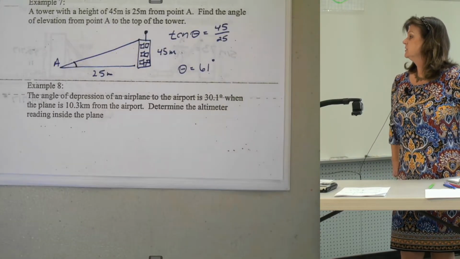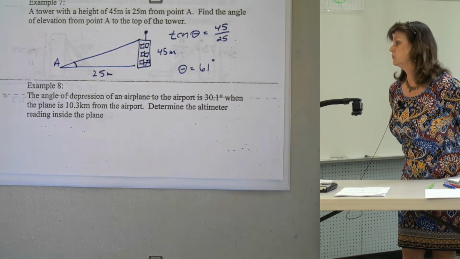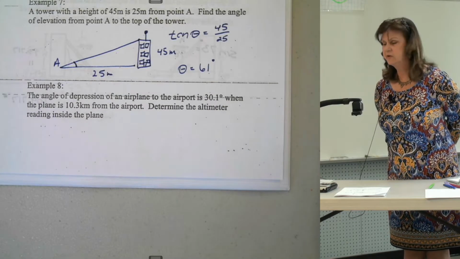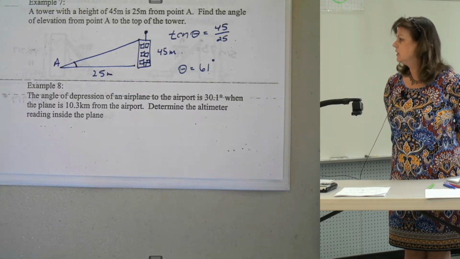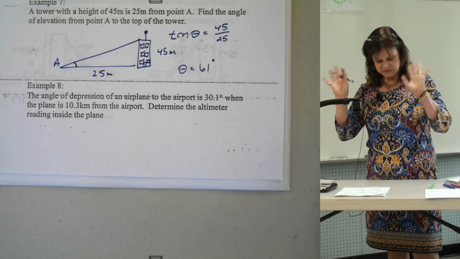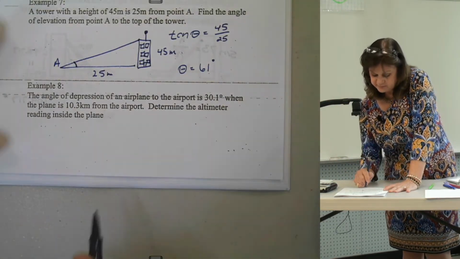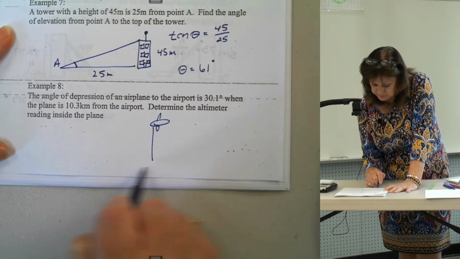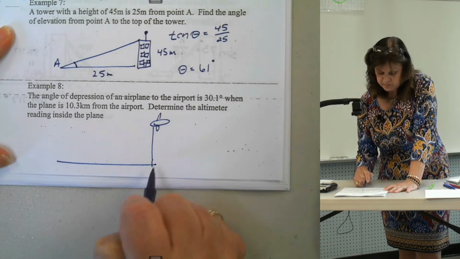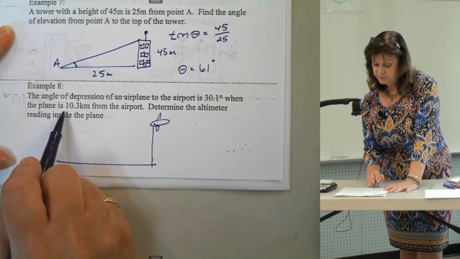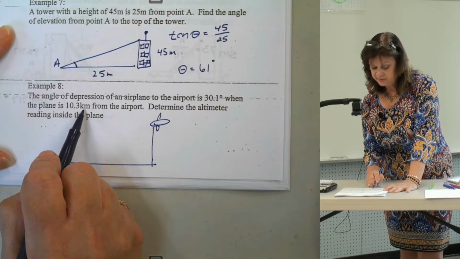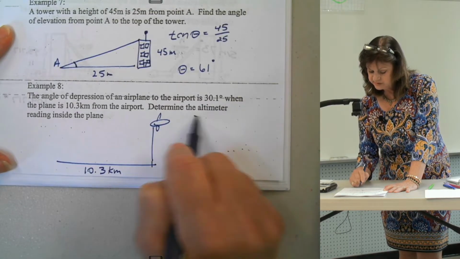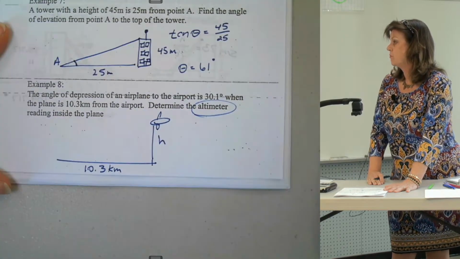The angle of depression of an airplane to the airport is 30.1 degrees. If the angle of depression is 30.1, what's the angle of elevation? You always make us do our angles in degrees. I know, just go with the problem. So again, I've got an airplane. The plane is 10.3 kilometers from the airport. Determine the altimeter, the height of the plane.